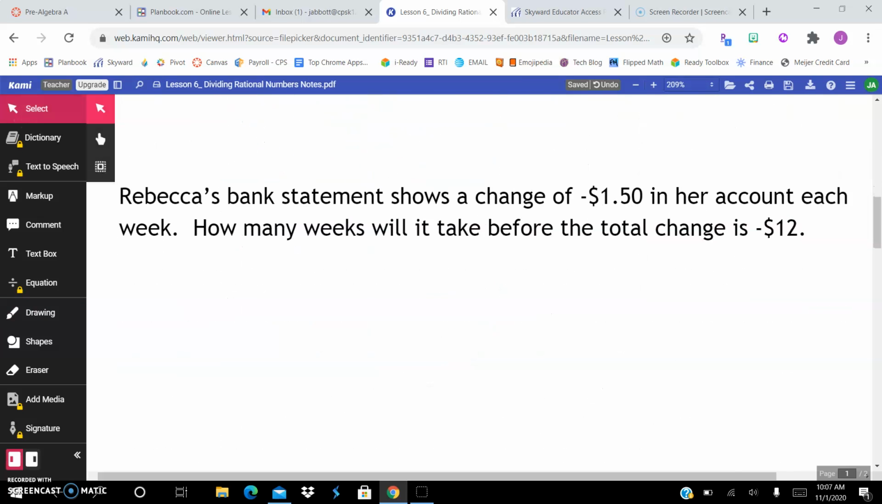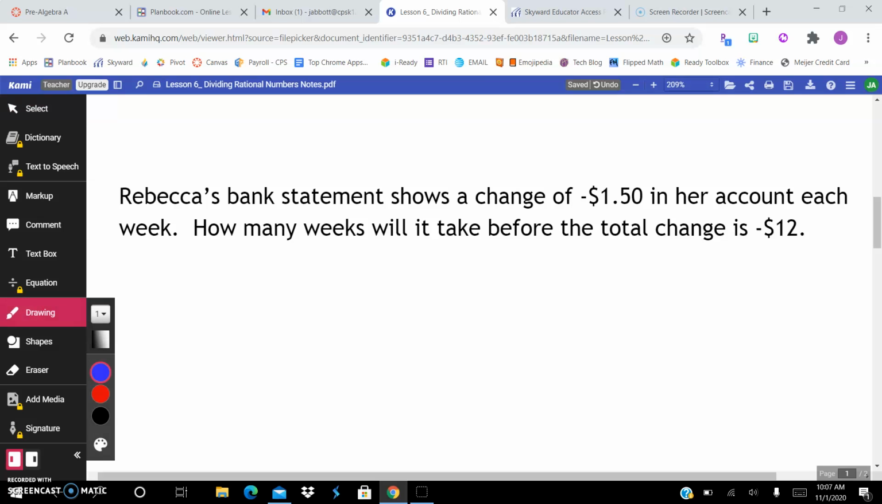And for our second example, it says Rebecca's bank statement shows a change of negative $1.50 in her account each week. How many weeks will it take before the total change is negative $12? So the total that we have is negative 12, and we're going to have to divide that by negative $1.50.